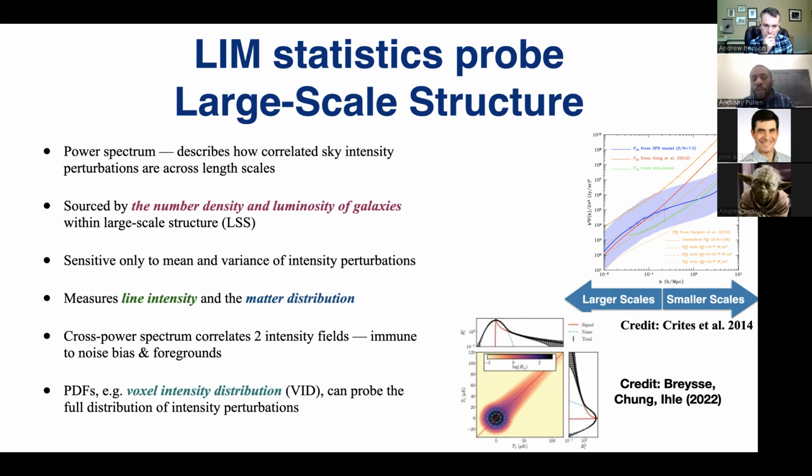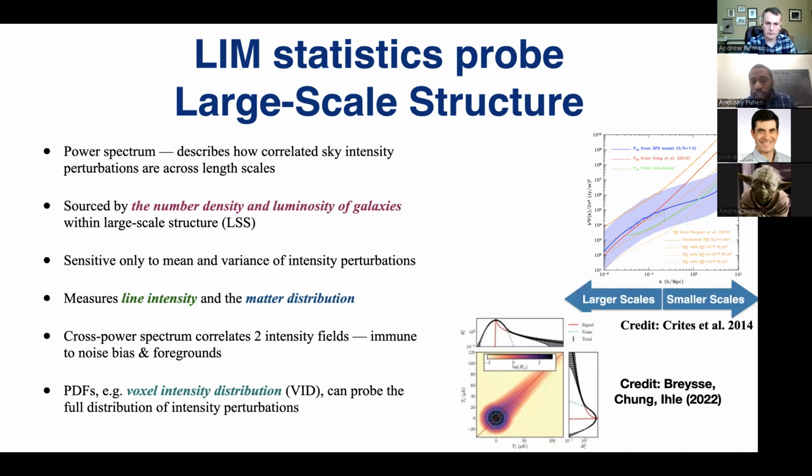The one drawback for the power spectrum is it's only sensitive to the mean and the variance of intensity perturbations. That's just the way it's structured. So you can use the power spectrum to measure the line intensity as well as the matter distribution, because both of those influence what level of power you're going to see in your large scale structure map.